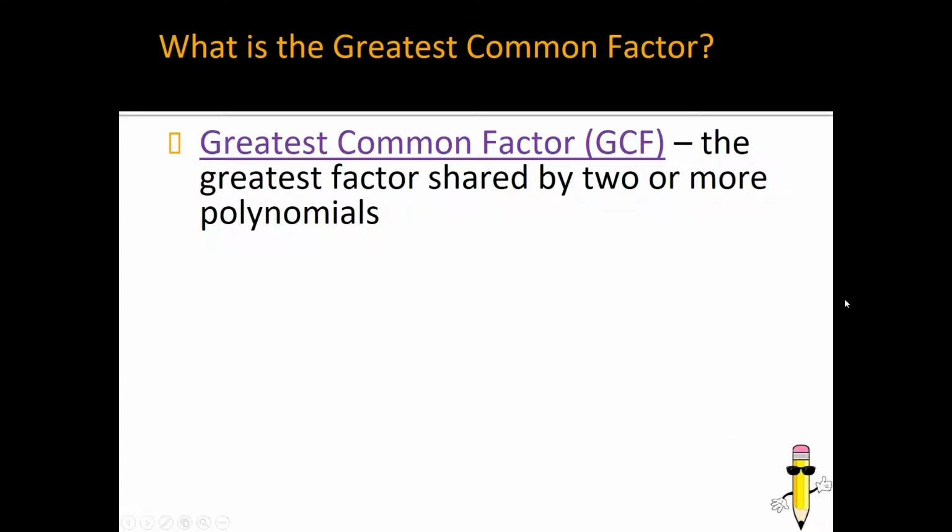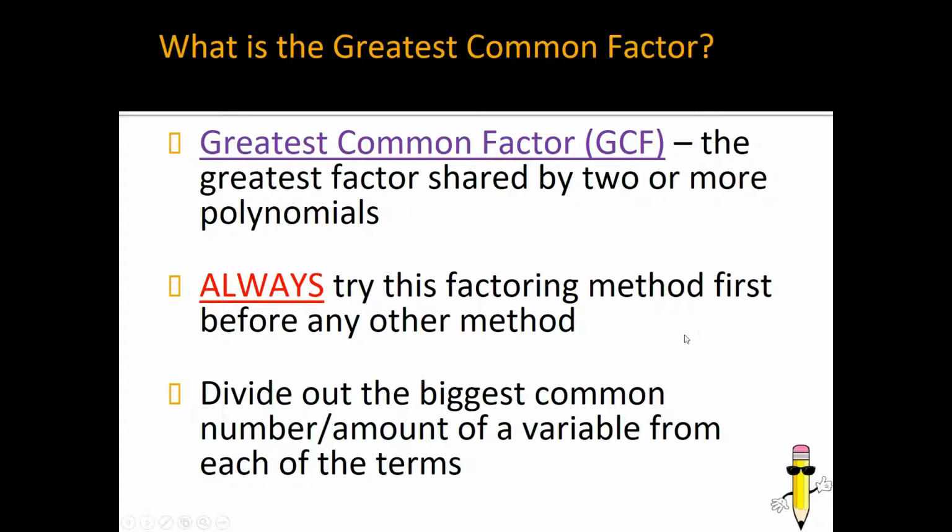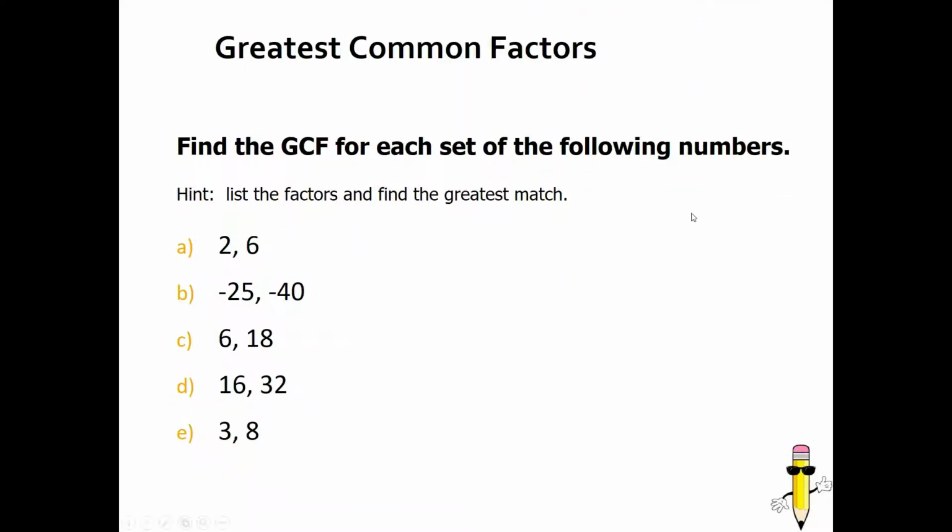So, what is a greatest common factor? The greatest common factor, according to our notes, is the greatest factor shared by 2 or more polynomials. Always try this factoring method first before any other method. Divide out the greatest common factor number or amount of a variable from each term. And here's a couple of examples that we have.